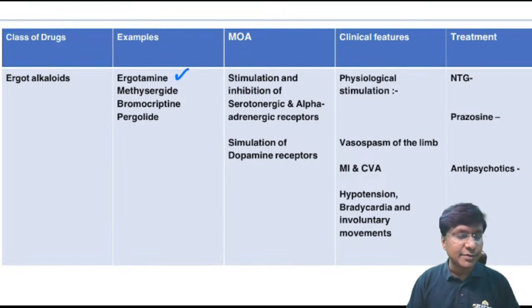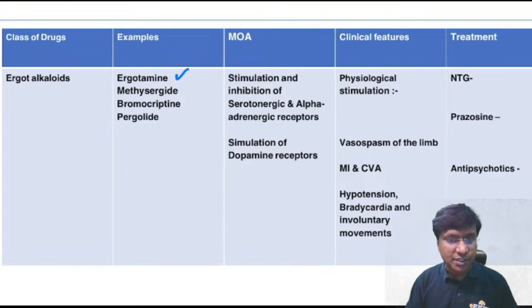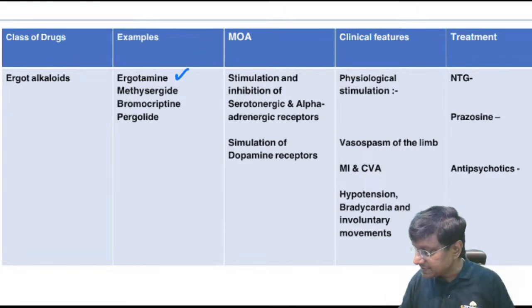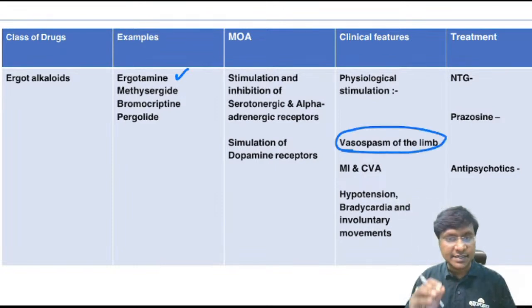Now, what is the mechanism of action of these ergot alkaloids? They cause the stimulation and inhibition of the serotonergic as well as the alpha adrenergic receptors. Please remember, they will induce vasospasm of the limb. They will cause physiological stimulation and vasospasm of the blood vessels supplying the limb. Not only that, they will also cause myocardial and cerebral ischemia.